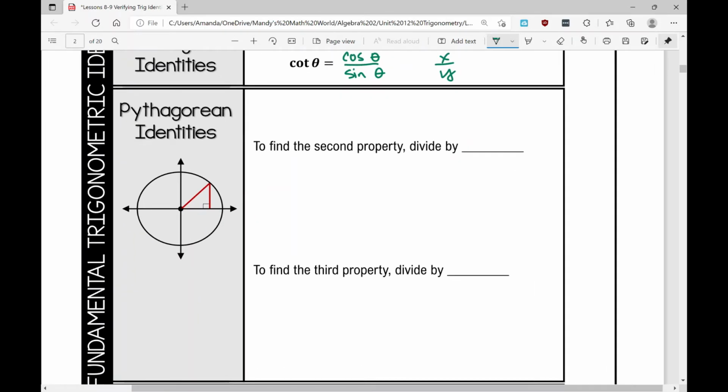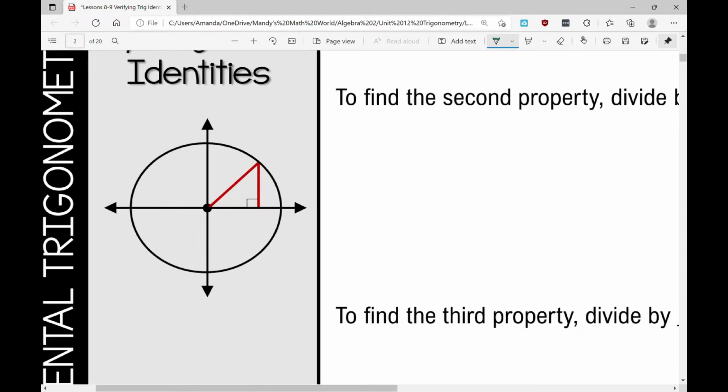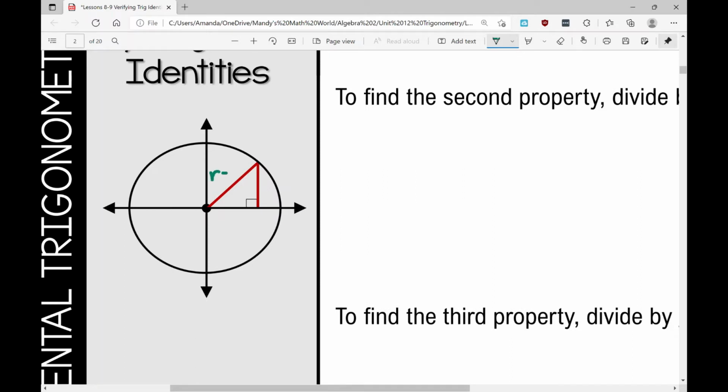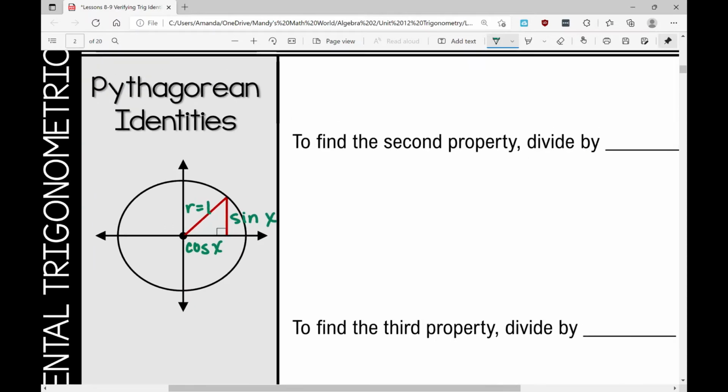And I've got a little basic unit circle drawn for you here because I want to show you how the first Pythagorean identity is derived. So in this unit circle, we know that the radius has a value of 1. We know that the sine is the y value. So sine x is the distance over here, the y distance, and the cosine is your x value. It's the distance of the horizontal axis.